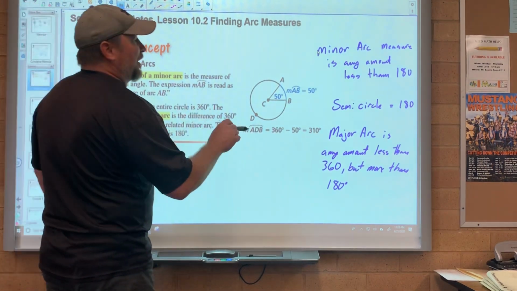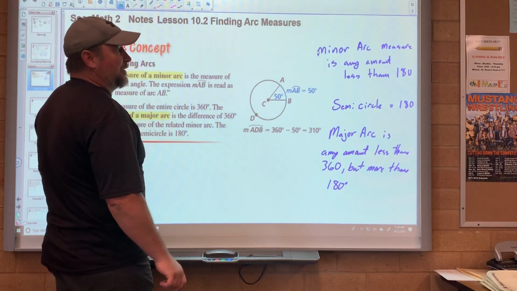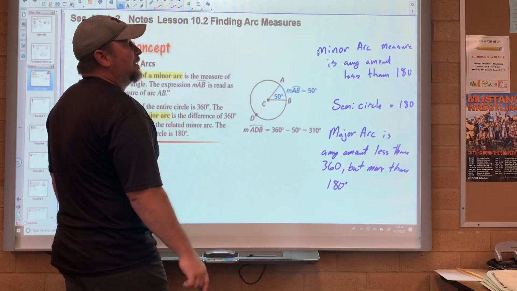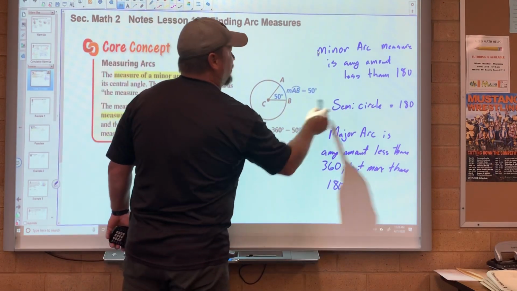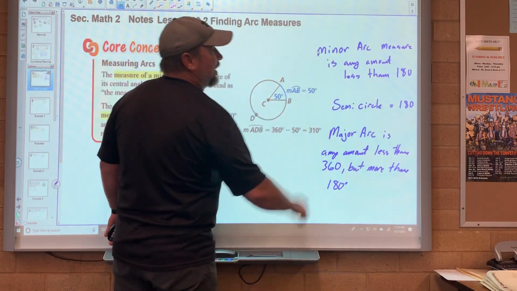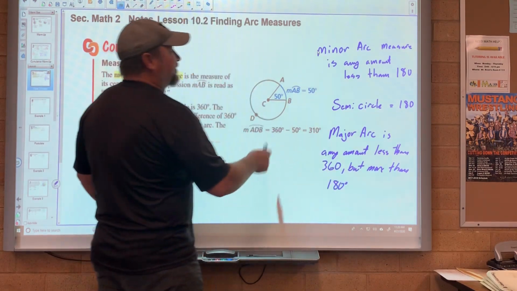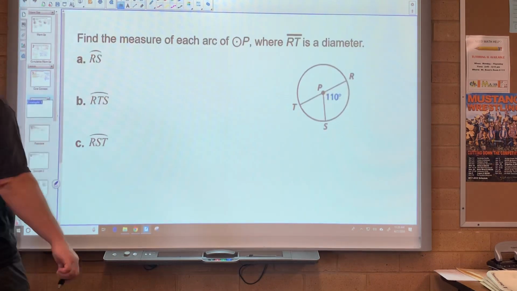Okay? The number one thing is central angles deal with the center. Finding all the angles deals with 360. If you have a minor arc, it's less than 180. If you have a semicircle, that would be a diameter. That's 180. And if you have a major arc, it's something bigger than 180. Is that clear? Okay? All right.